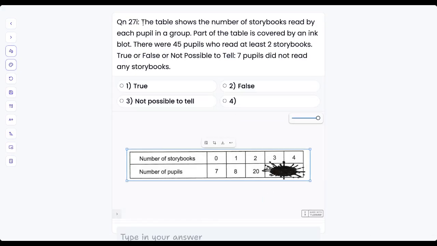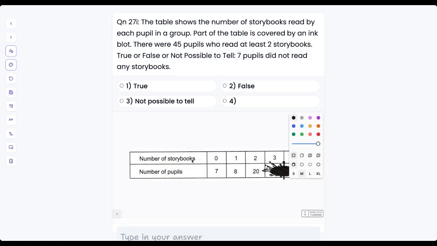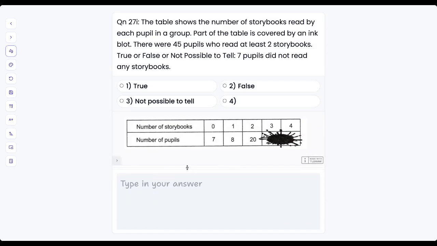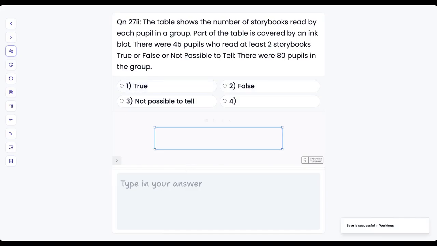Question 27, part 1. The table shows the number of storybooks read by each pupil in a group. Part of the table is covered by an ink blot. There were 45 pupils who read at least 2 storybooks. True, false, or not possible to tell. 7 pupils did not read any storybooks. Okay, very straightforward, right? 7 pupils didn't read any storybooks at all. Okay, in this case over here, this is true. Okay, let's move on to the next question.